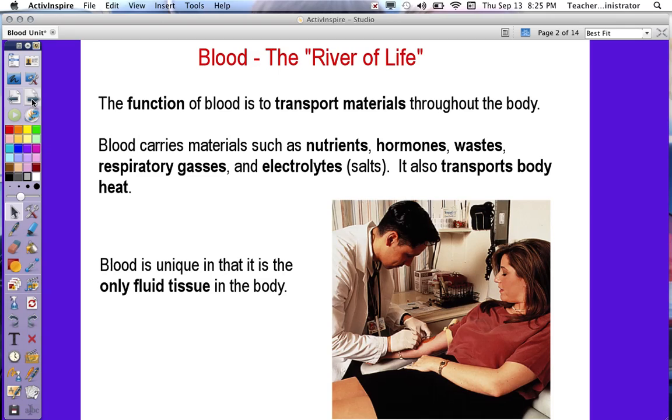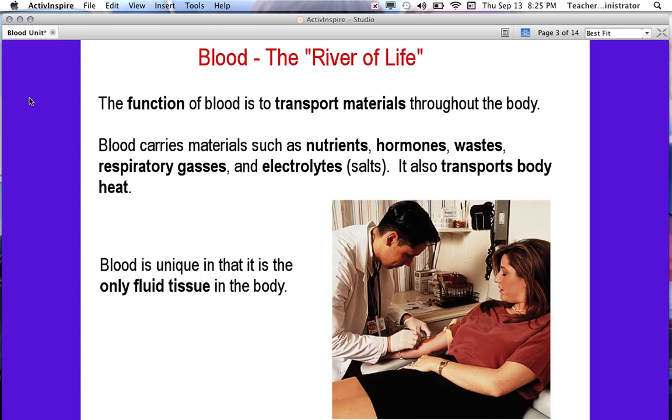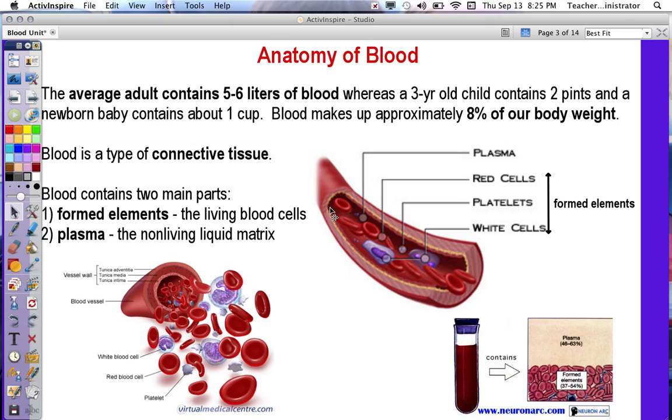So I know when we were doing the 11 organ systems assignment, we consider blood to be an organ. Truly, it is just a tissue, and it happens to be a fluid tissue. It's mostly connective tissue. The adult contains somewhere between 5 and 6 liters of blood. A 3-year-old will only contain about 2 pints, and a newborn baby contains really only about 1 cup of blood. It makes up about 8% of our body weight.